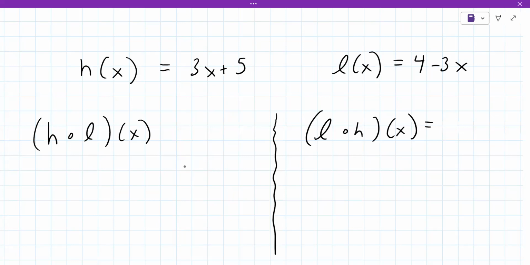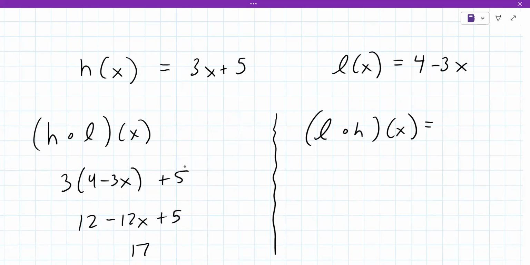Is it 17 minus 9x, or which one, for the one on the left? On the left. Okay. Yeah, let me double check here. You're taking the 4 minus 3x and you're putting it in there. So that's 12 minus 12x plus 5. I've got 17 minus 12x. Take a look at what you've got. Is that similar or not? And if it's not, let me know if I need to clarify anything.